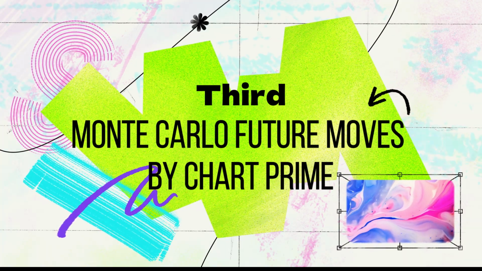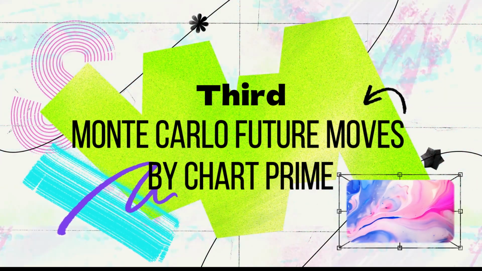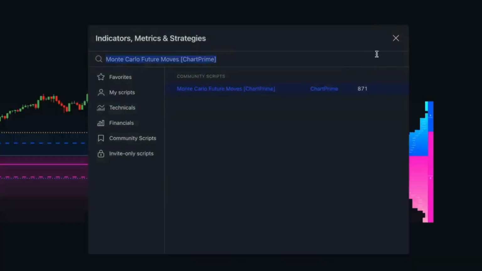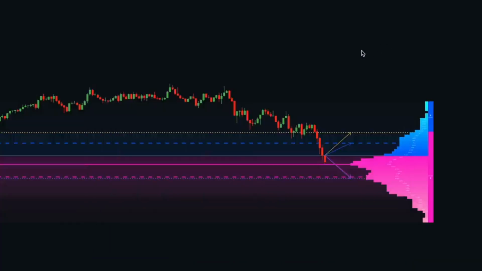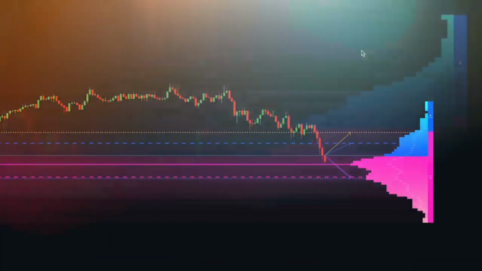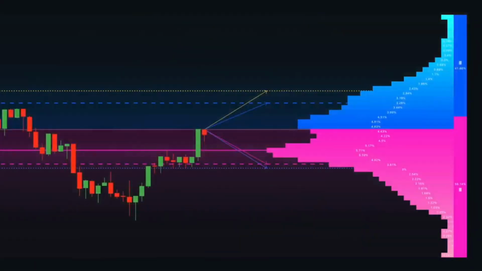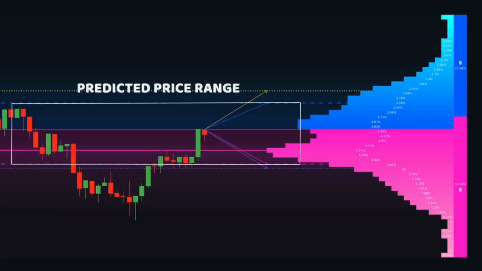Next up, we have Monte Carlo Future Moves by Chart Prime. I can guarantee you have never seen an indicator like this before. The Monte Carlo Future Moves indicator uses probabilistic simulations to forecast future price movements in financial markets. It visually represents likely price paths, including bullish and bearish outcomes, and indicates extreme price levels and market biases.